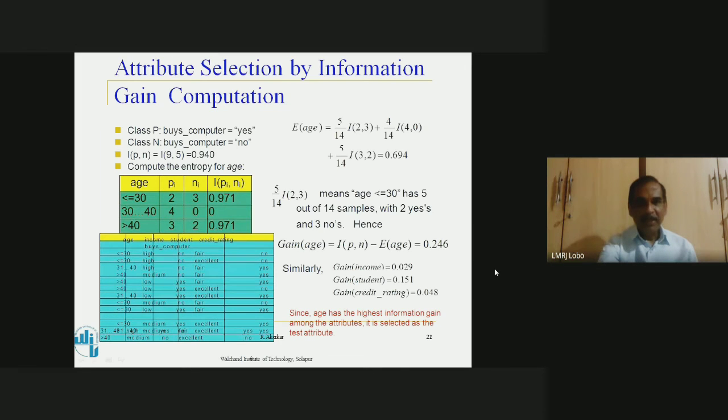The attribute selection can be done with the information gain computation. Since age has the highest information gain among attributes, it is selected as the test attribute. Here we are having everything represented in our particular data set, and we calculate the gain. The gain for the income, student and credit rating are calculated on the right hand side.